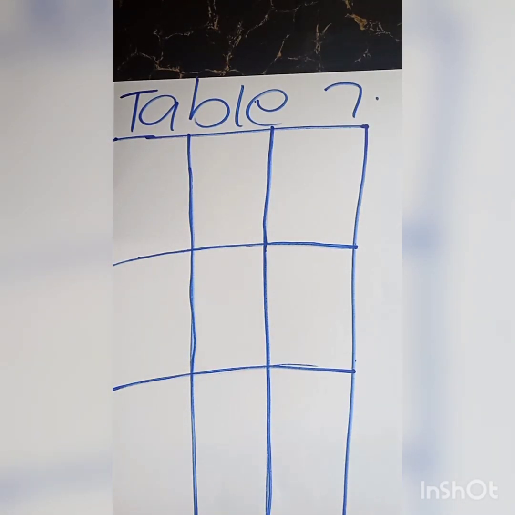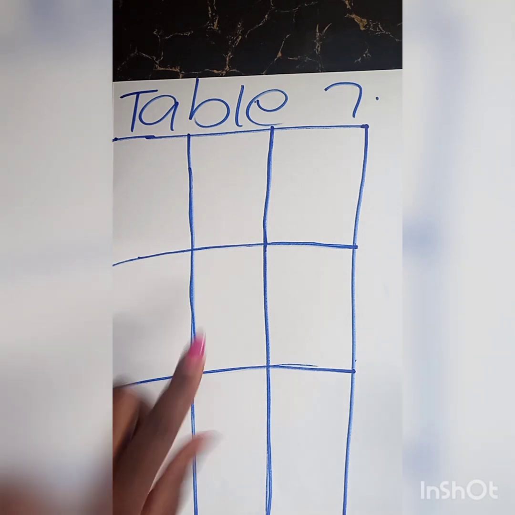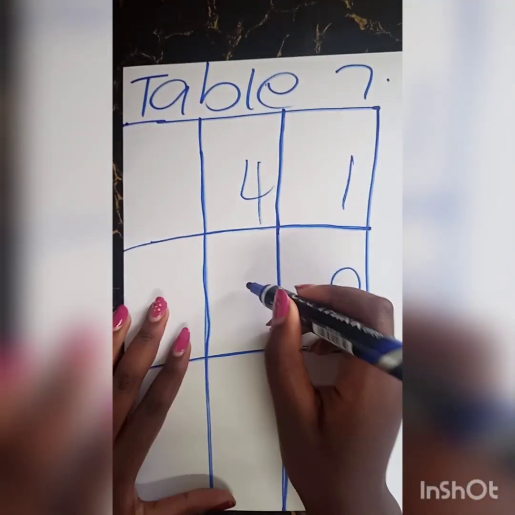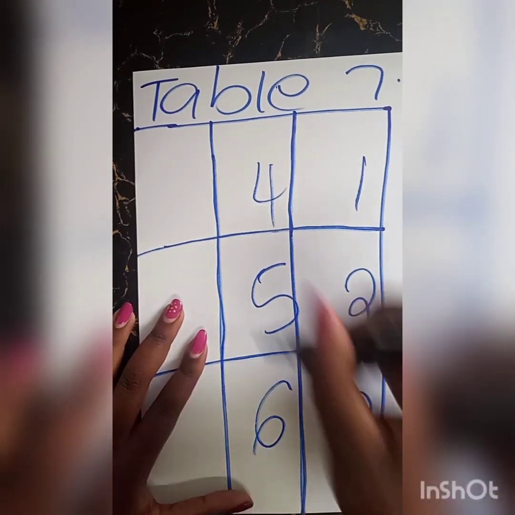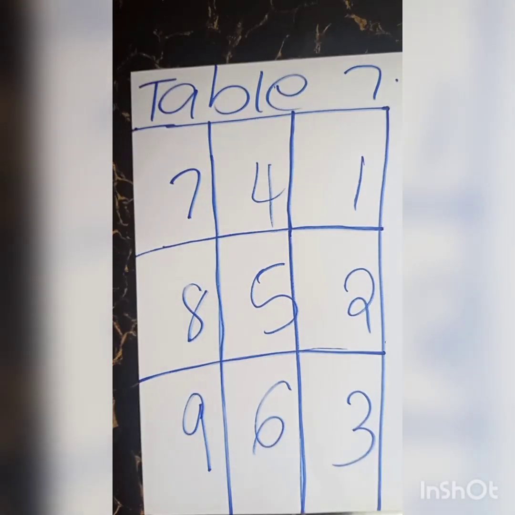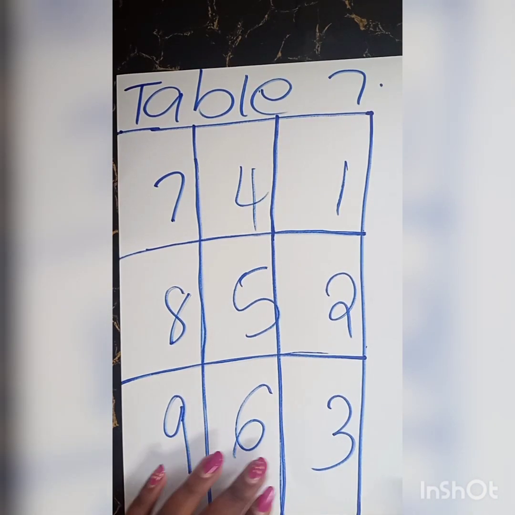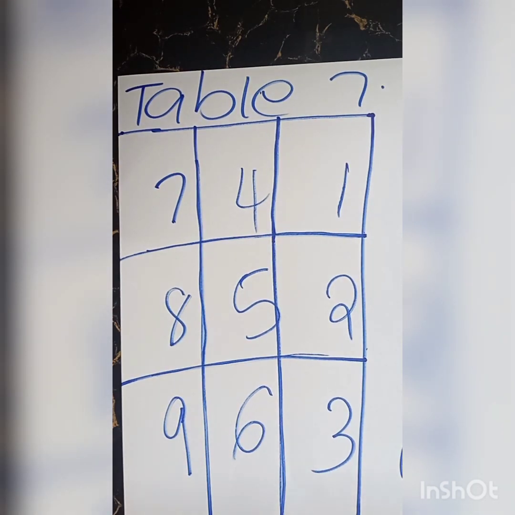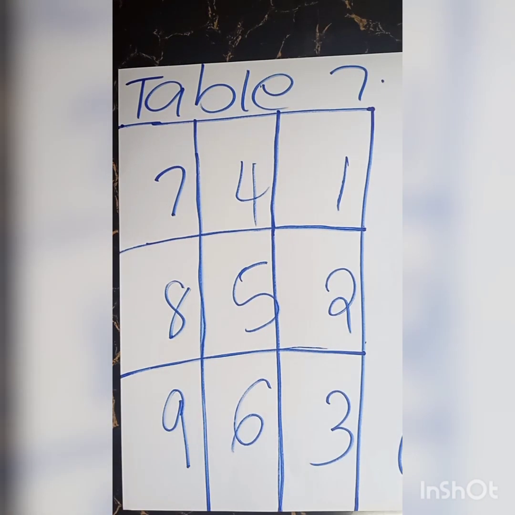Top, down. 1, 2, 3, 4, 5, 6, 7, 8, and 9. Just like we did for tables 3 and 6, we add a number outside the table where we'll write a 0 for the ones place. Is that clear? What we write for the numbers in the tens place is what is not similar to tables 3 and 6.